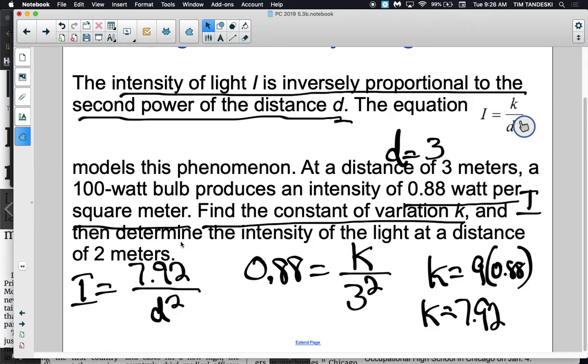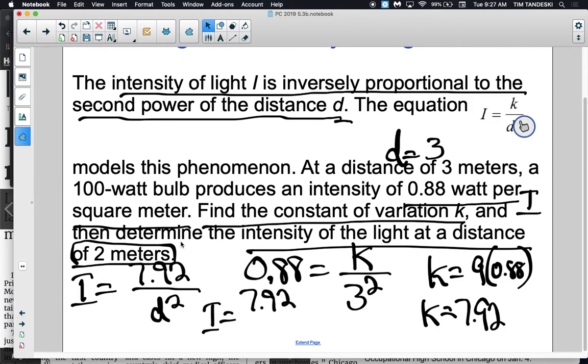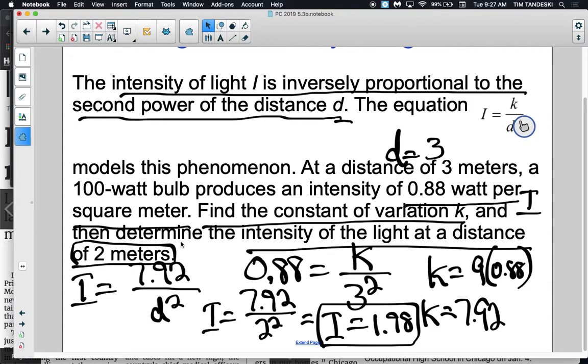And they want to find the intensity of the light at a distance of 2 meters. So my intensity should be higher. Now this is going to be I equals 7.92 divided by 2 to the second power. That's going to be 4. My intensity is going to be close to 2. If I take 7.92 divided by 2, I'll do that right now on my calculator. And actually it's 7.92 divided by 4. My intensity has now come up to 1.98. Now the farther you move away, the less intense that light is going to be from that 100-watt bulb. So that is a really nice example of inverse proportion.